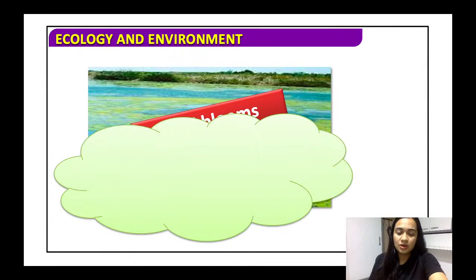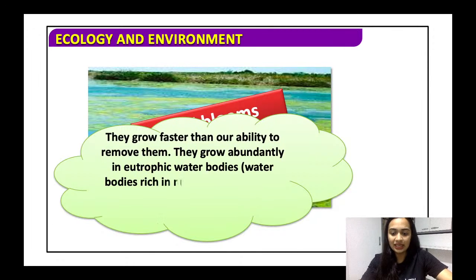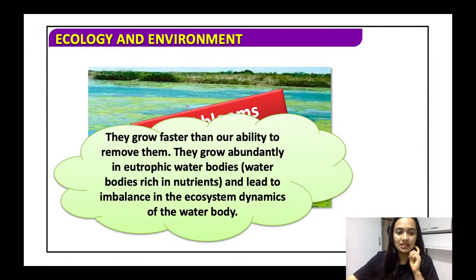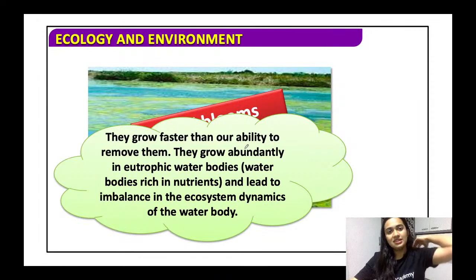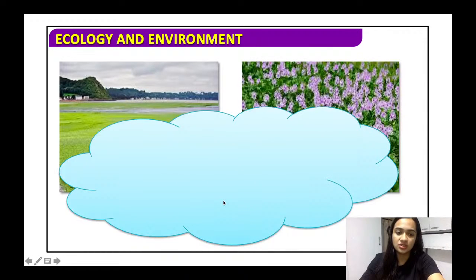Now let us discuss about something called algal blooms. तो इधर प्रॉब्लम ये है कि algal blooms जो है वो बहुत जल्दी ग्रो करती है एंड मल्टीप्लाई करती है. ठीक है, and it basically grows faster than our ability to remove them, और इन्हें remove करना भी बहुत मुश्किल है. And they grow abundantly in eutrophic water bodies. That means water bodies which are rich in nutrients, that means rich in your biological matter, and then they will lead to imbalance in dynamics of water bodies because they will alter the oxygen level.